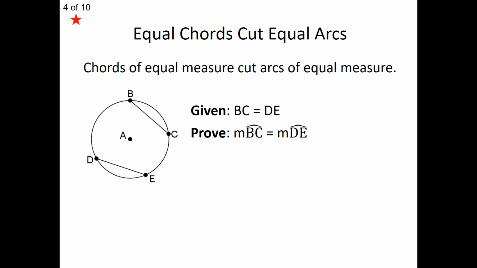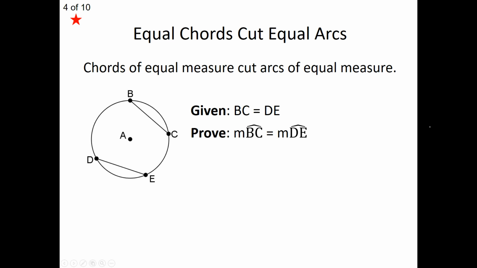The title of our slide here, Equal Chords Cut Equal Arcs, is what this theorem is going to explain for us. That is, if we're given chords of equal length, then they will cut arcs of equal measure. So if we take a look at our diagram below, we're given our circle A with two chords, BC and DE. We're given that those two chords are equal in length. What we're going to prove is that the chord BC cuts the arc BC and the chord DE cuts the arc DE, and that the measure of each of those two arcs are equal to each other.